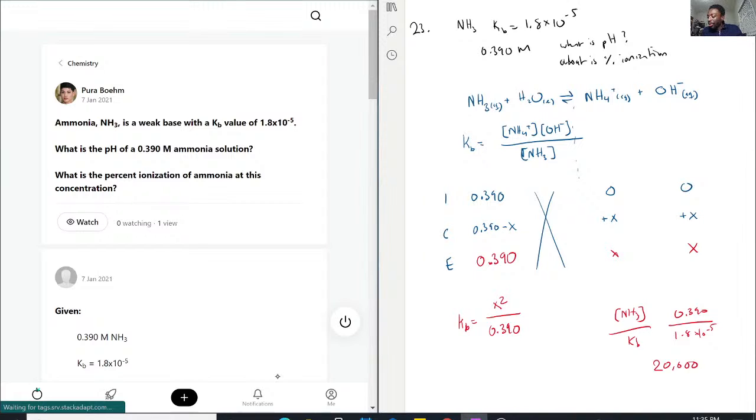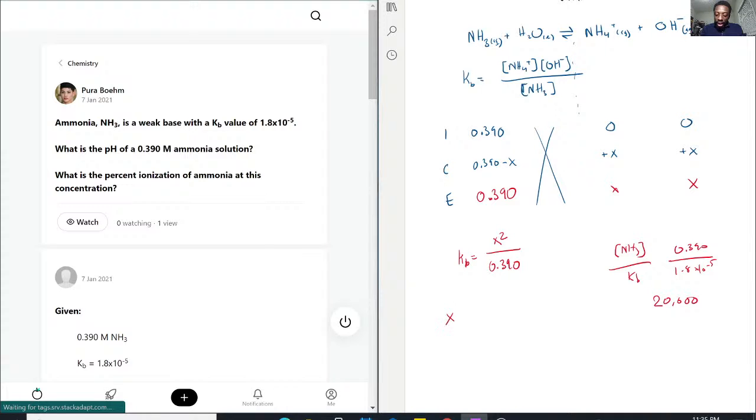So that's 0.390 times the Kb, and then we do the square root of that answer to get that 2.65, it looks like. So then when we do that, we get x is equal to 2.65, well, plus or minus, but because you cannot form a negative amount of concentration, we just say the plus version. So it's 2.65 times 10 to the negative 3, okay? Meaning that the concentration of OH and NH4 we formed would actually be that much, okay?